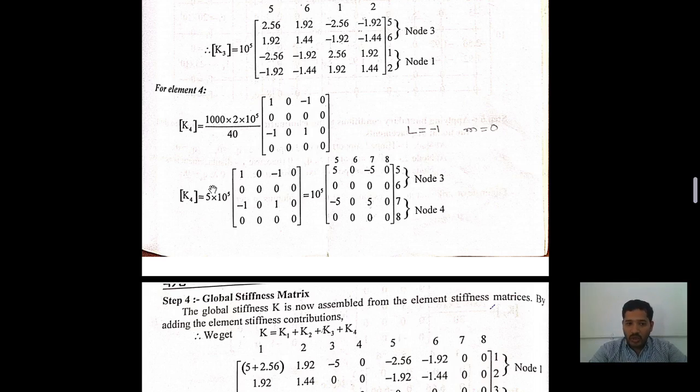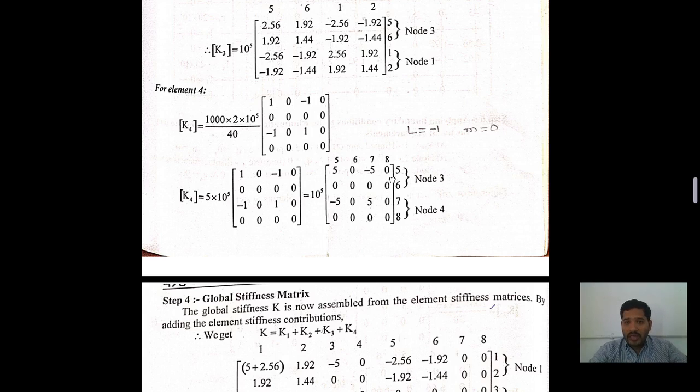After that we need to multiply by 5 into 1. 5 into 1 should become 5. Clear? 5 into minus 1 becomes minus 5. 5 into minus 1 becomes minus 5, and it should become 5. Clear? After that, if you join the third node to the fourth node, then you are forming the fourth element. Which element here? Element number 4.